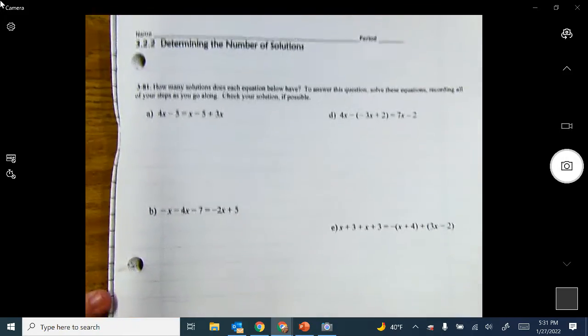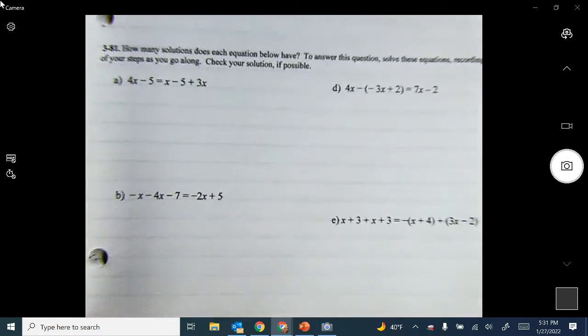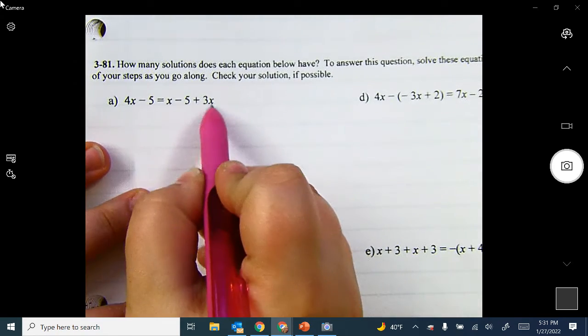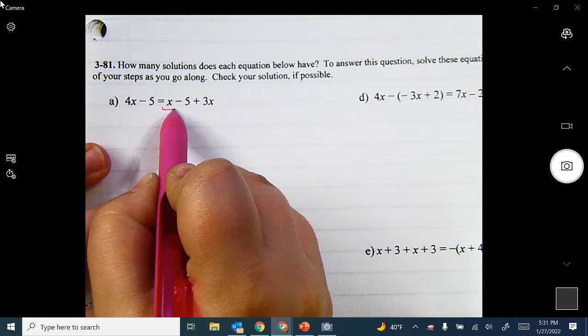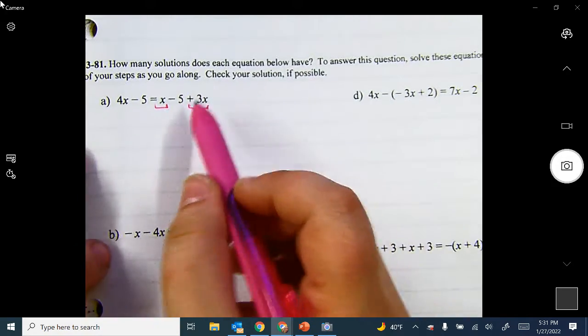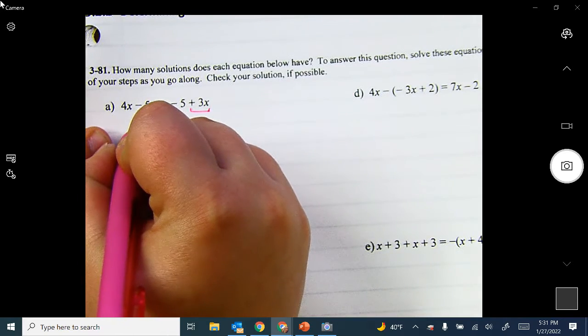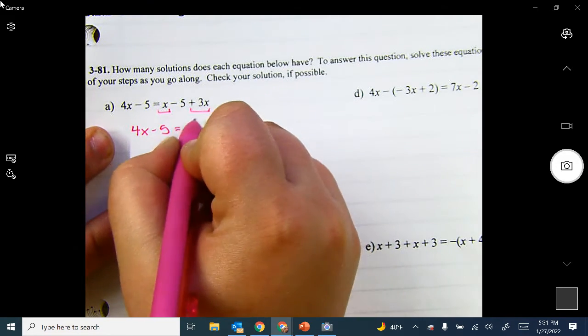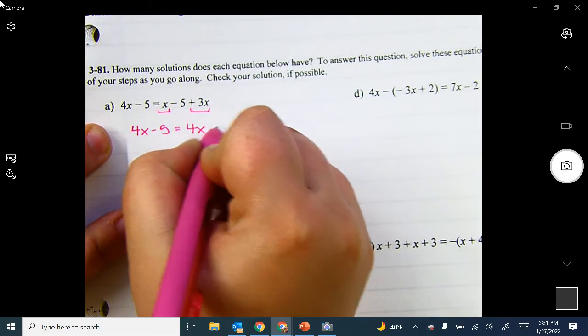We're going to start with A, obviously. Okay, so I need to do some combined like terms over here on the right. I see I have an x right here, but then I also have a plus 3x. So I'm going to rewrite that, just combining those terms. So on the left, I still have 4x minus 5. And on the right, now I have 4x minus 5.